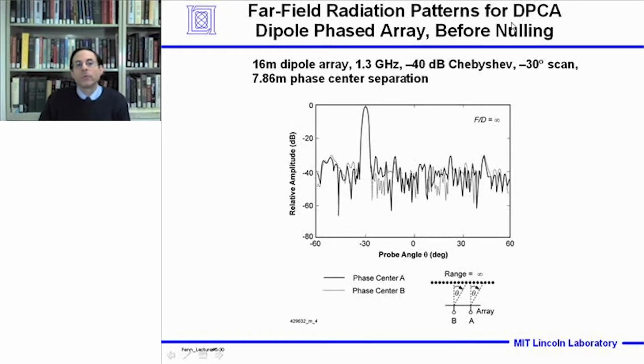Here are the far field radiation patterns for the DPCA dipole phased array before nulling. We see that the main beams are well matched. This is an f over d of infinity, and these are plotted versus probe angle theta from minus 60 to plus 60 degrees. We see good agreement in the main beam. There are some differences in the side lobes.